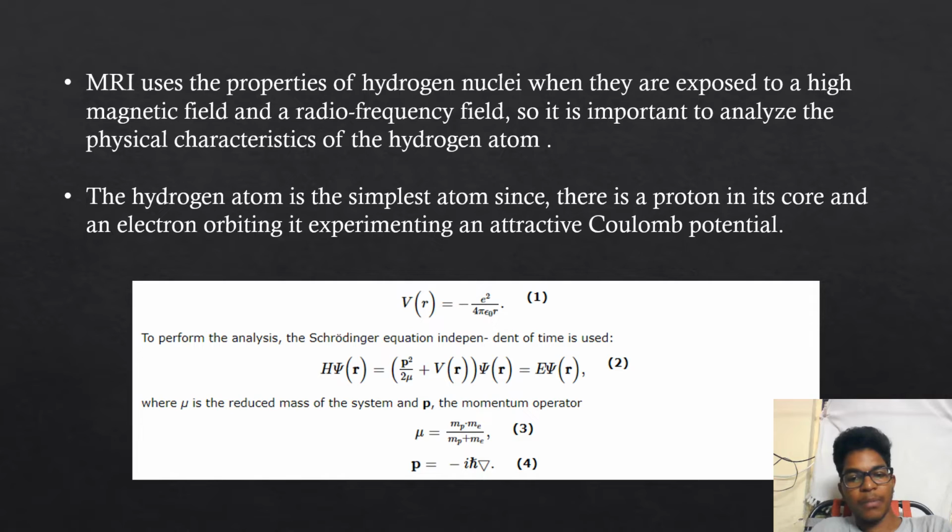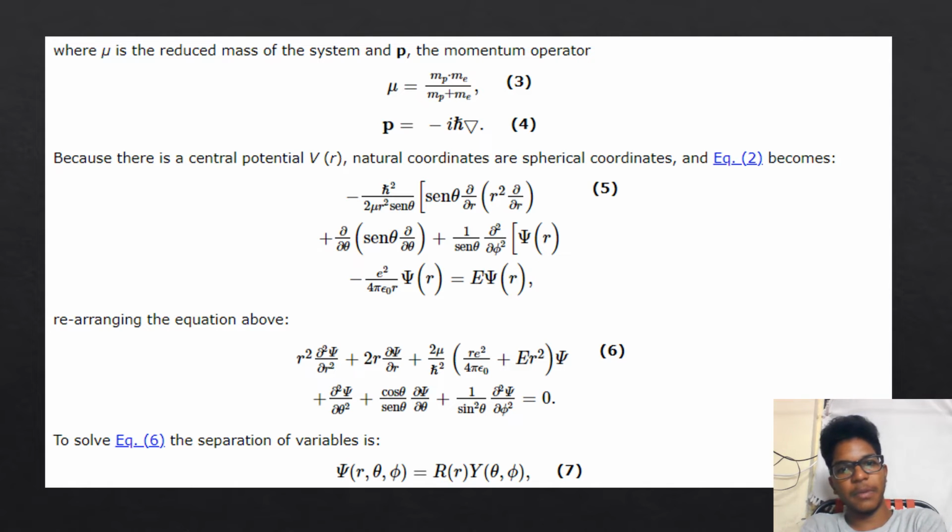Mu is equal to mp times me by mp plus me. P is equal to minus i h-bar del, where mu is the reduced mass of the system and p is the momentum operator. Because there is a central potential V, the natural coordinates are the spherical coordinates, and equation 2 becomes minus h-bar squared by 2 mu r squared, times a radial derivative of r squared times the derivative with respect to r, and so on. By separating the above equation, we get psi of r, theta, phi is equal to R of r times Y of theta, phi.